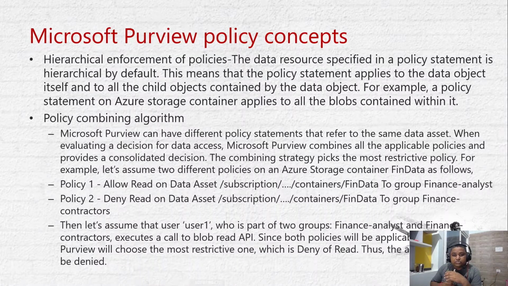And when Azure Purview is going to try to give the access, the policy combining algorithm is going to work, and it is going to traverse from child to root, and whatever the most restrictive one is will be applicable for that certain user or group. Suppose one policy is allowing read for that data asset or container to this group of people, right? And another policy denies read to this group of people, and one person is in both groups, so deny will be applicable, right? Because he is part of two groups, and one is allowed and one is denied, so deny will apply.